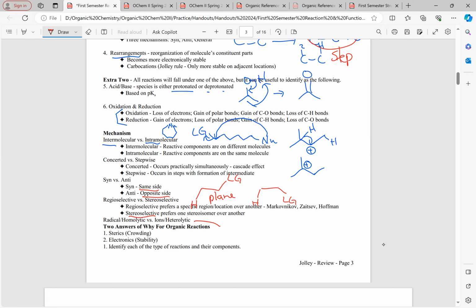so that you can use those terms correctly. Last but not least, radicals, which we are going to study this semester in more detail, are formed by homolytic cleavage of a bond, which means one electron goes to each. And the one that we're most familiar with is heterolytic, and that's when you create ions because the electrons stay together.